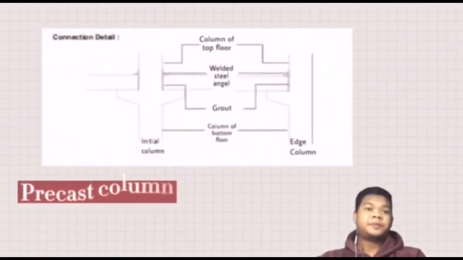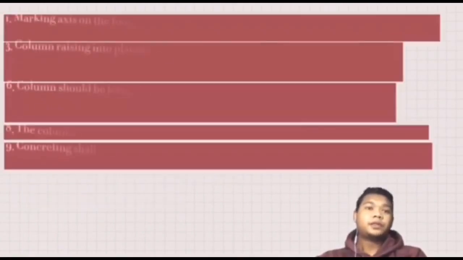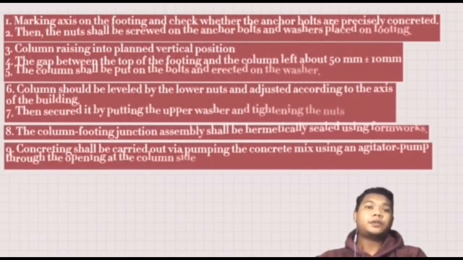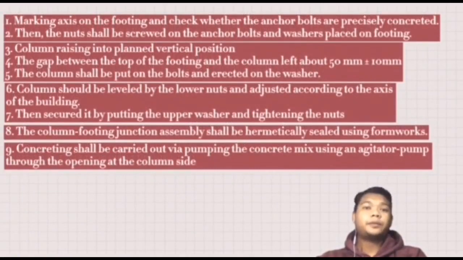Okay, next we move to the precast column. For the installation, we mark the axis on the footing and check whether the anchor bolts are precisely concreted. Then the nut should be screwed on the anchor bolts and a washer placed on the footing. The column is raised into a plane vertical position. The gap between the top of the footing and the column is left about 50 mm or 10 mm.